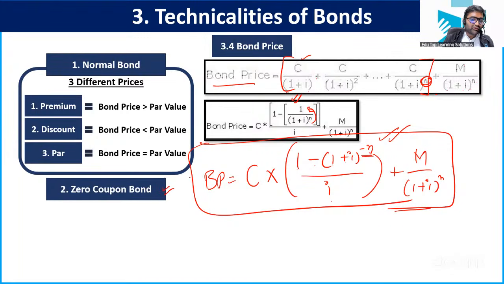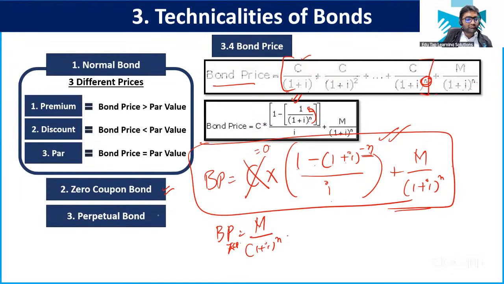Now for the zero coupon bond, this formula will modify. In which manner? For the zero coupon bond, this C is not there because the C value is 0. It will modify to M by (1 plus I) whole to the power of n. Do you agree? For the zero coupon bond.